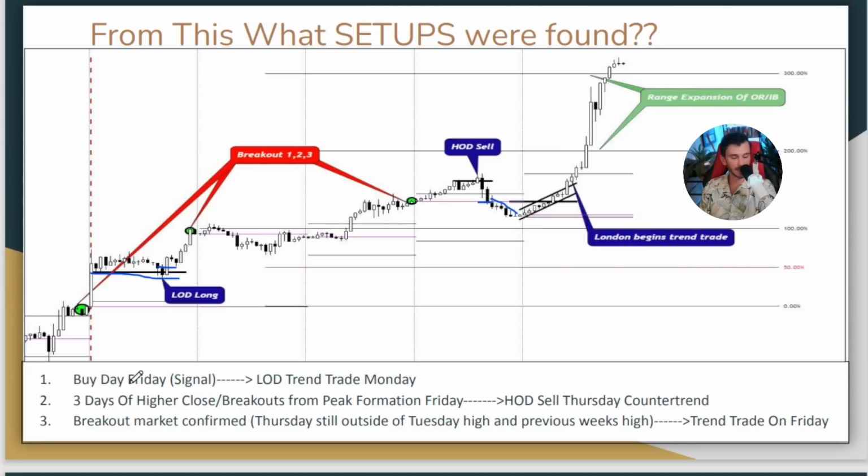The next setup that came from this was a breakout market confirmed. Thursday still outside of Tuesday's high and previous week's high, trend trade on Friday. So this is just highlighting the fact that we're in a strongly trending market. And then on Friday, this is the trap. You got previous day's close here, which I already have highlighted, and the breakout, the pullback, and then the channel, the continuation back up through previous day's high and the expansion of that week's range.